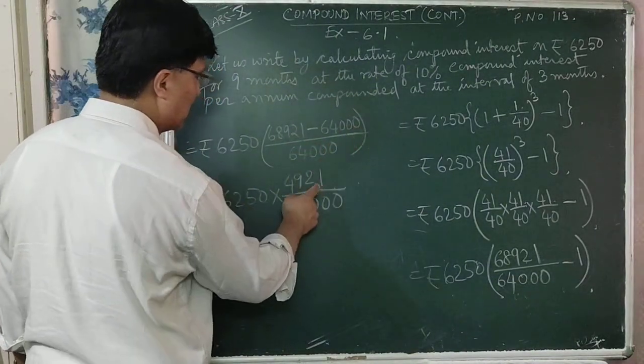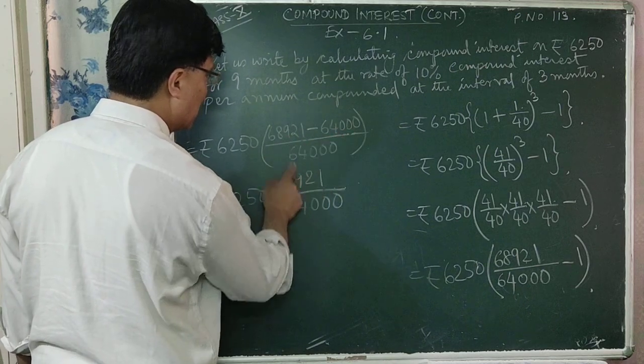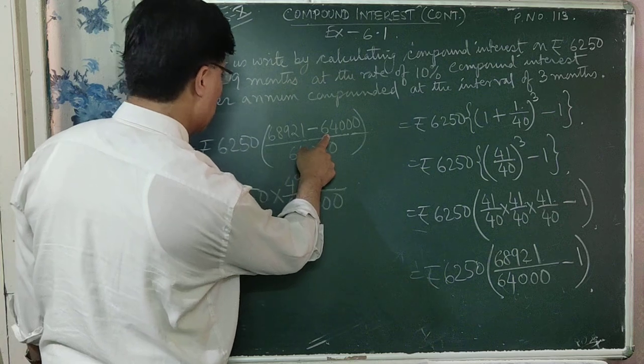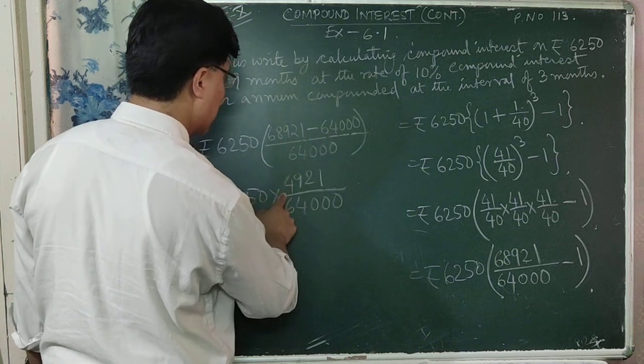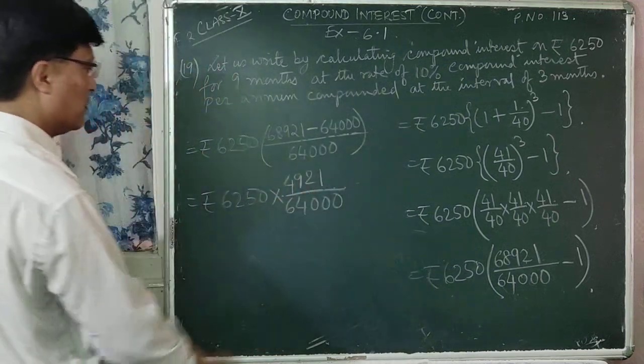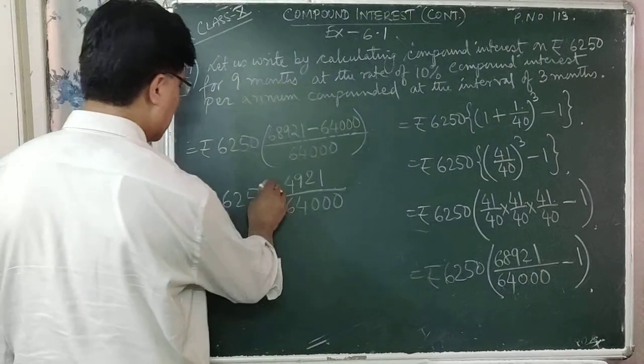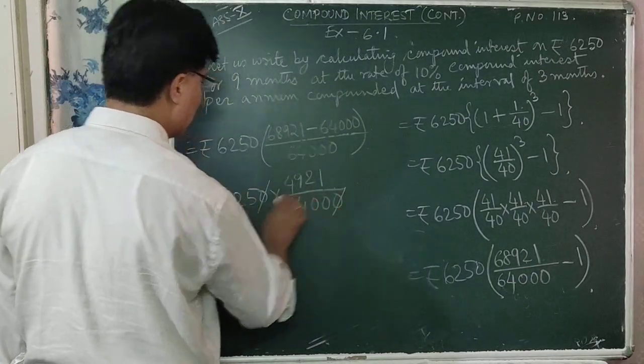1 minus 0, let us check it. 1 minus 0 is 1, 2 minus 0 is 2, 9 minus 0 is 9, 8 minus 4 is 4, right? Divided by 64,000, right? So here you can cancel this 0 and this 0 also gets cancelled.